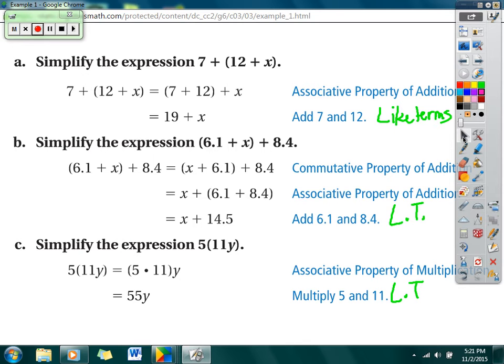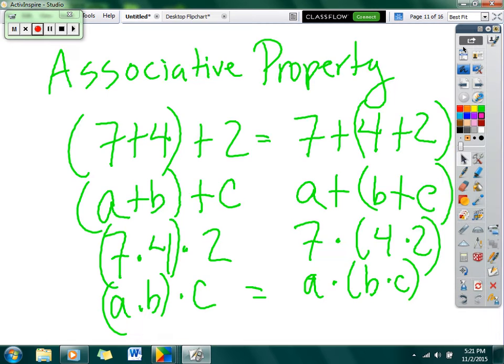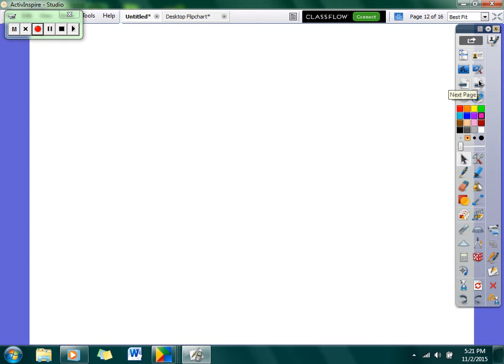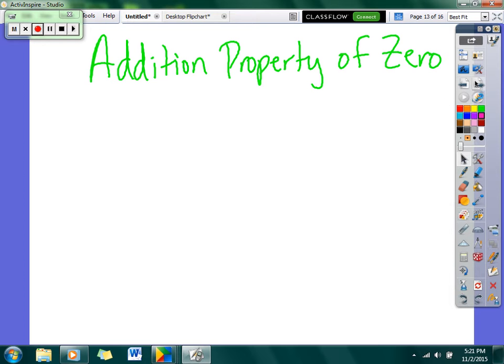Now let's talk about some more vocabulary. So the addition property of 0 is something you probably have known for a while, but may not have known an actual name for it. The addition property of 0 says anything plus 0 is going to be itself.